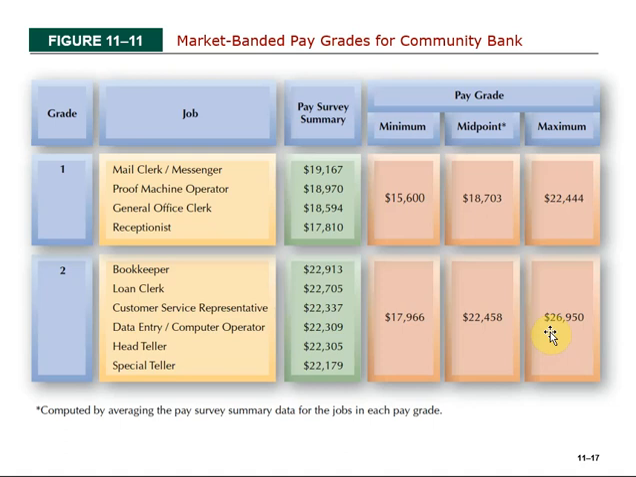So you can go from, say, band 1, you're getting paid $22,400, and you are a proof machine operator. Well, what you need to do if you want to get paid more is jump up to band number 2. So you need to start looking for and applying for band level 2 jobs within the organization.